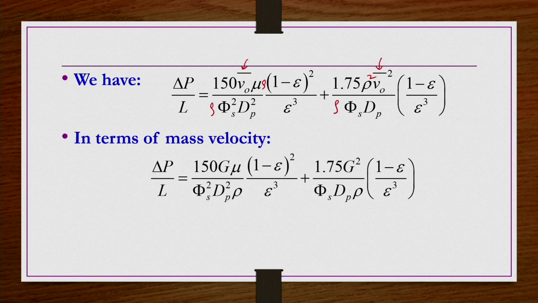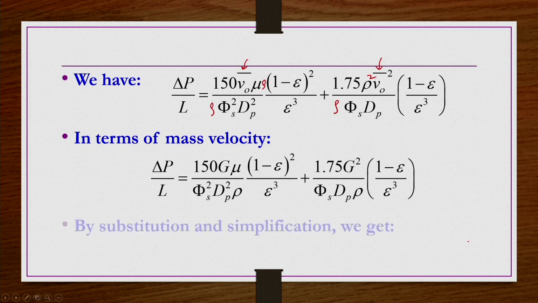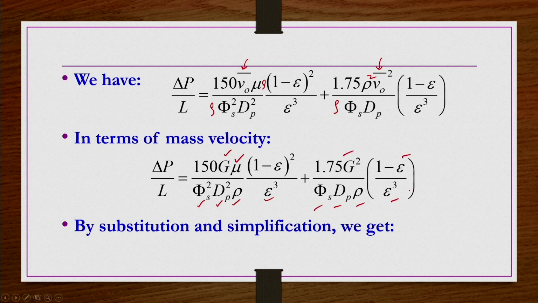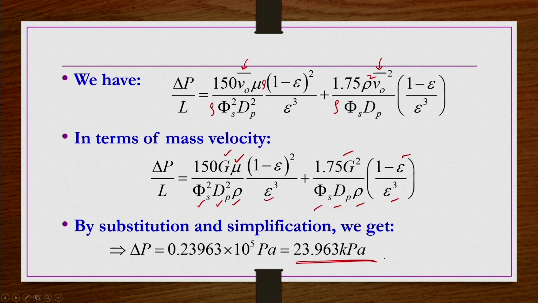Then delta P by L is equal to 150 G mu by phi s square dp square rho multiplied by (1 minus epsilon) whole square by epsilon cube, plus 1.75 G square by phi s dp rho multiplied by (1 minus epsilon) by epsilon cube. Now, if you substitute all these values, G is known, mu is known, phi s is known, dp you calculated, rho is known, epsilon is known. So, everything is known in the right hand side. If you substitute all the values and simplify, you will get delta P as 23.963 kilopascals.